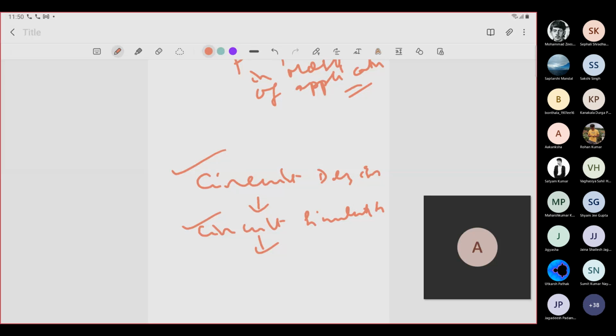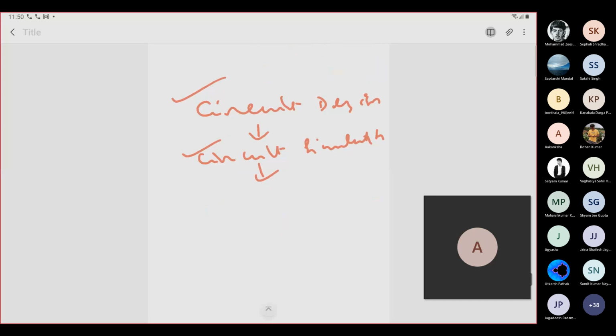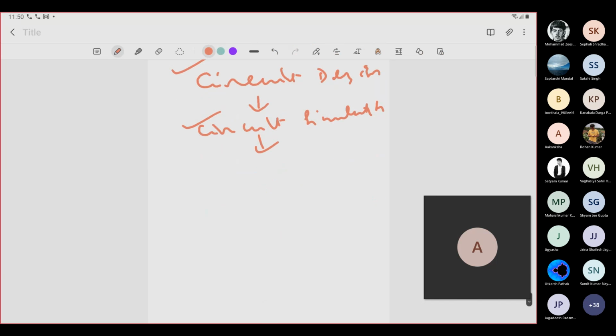And so before going to that, we'll go to the next step. What is your next step, Akanksha? What is your next step? Narendra?